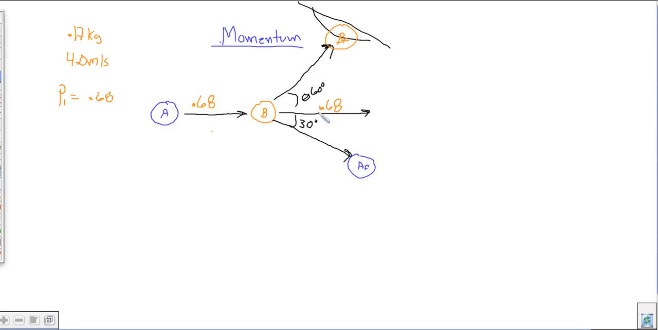So here's my triangle right here. I've got all my vectors. So I'm just going to go ahead and redraw this triangle. Let's go ahead and use the colors that I have here. So here's my original trajectory. And let's see, my B ball is going to come off at 60 degrees.